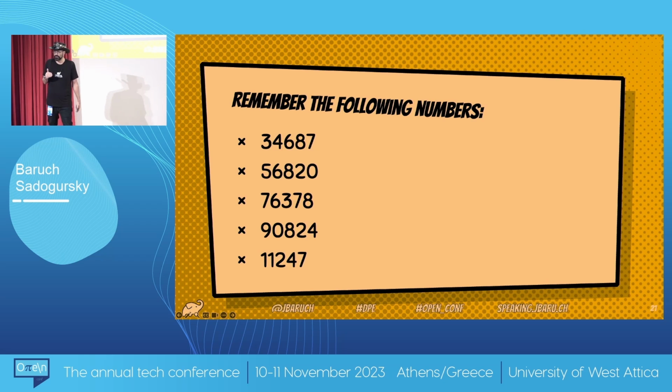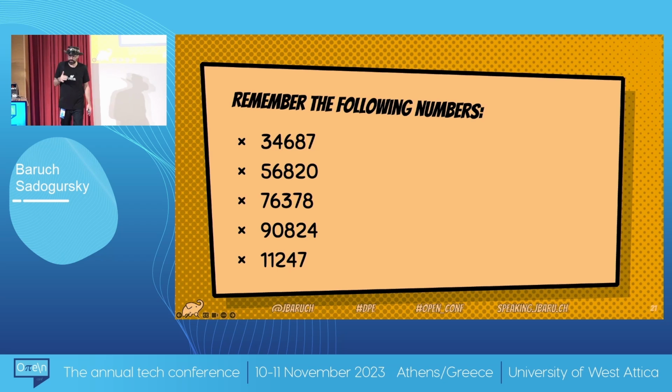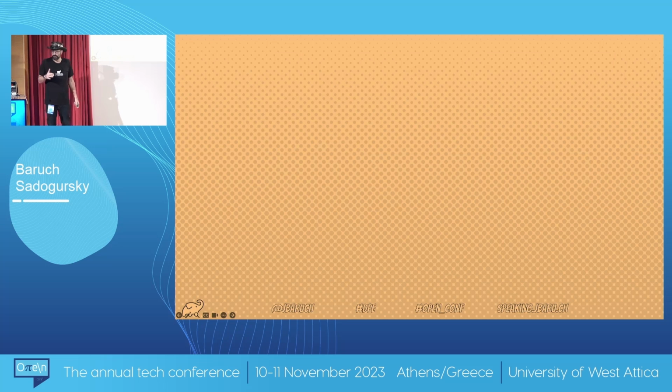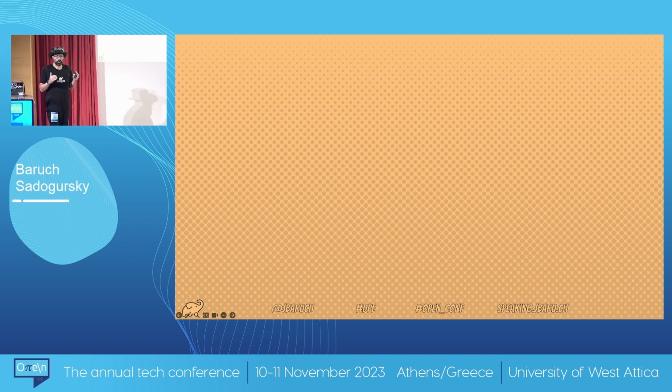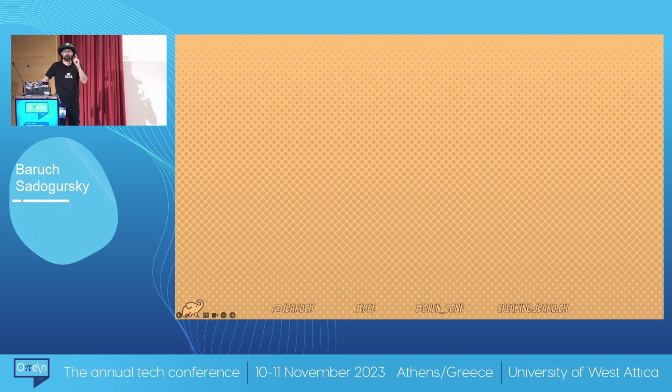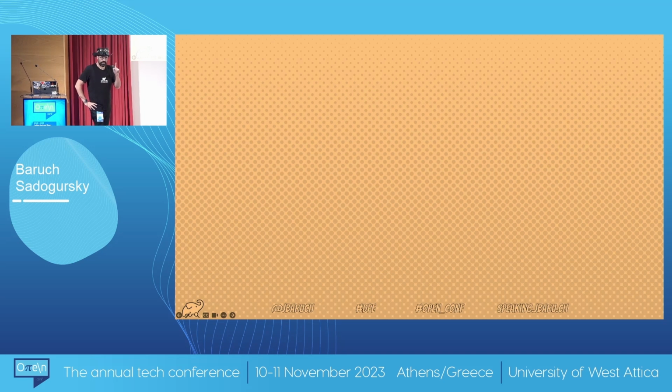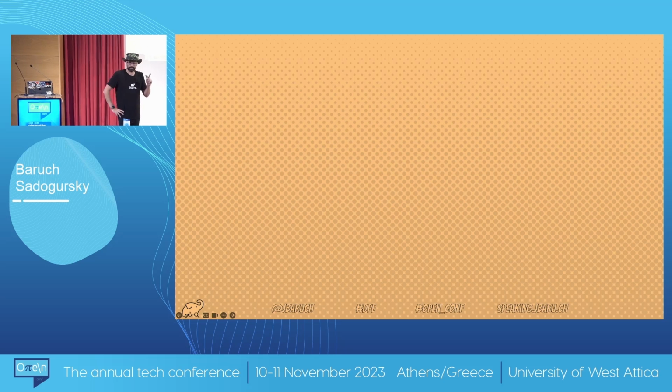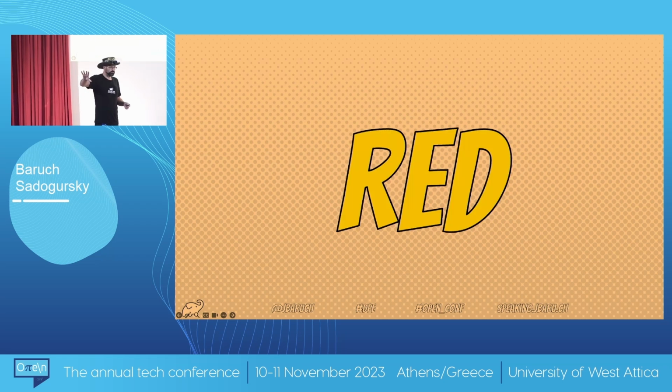Now, try to remember them as much as possible. Obviously, I know it's hard, but try to remember that. Okay? Now, what we're going to do is, I'm going to show you a slide with a word of a color. What I need you to do is to shout the color of the letters and not the word. Ready? Okay, shout.